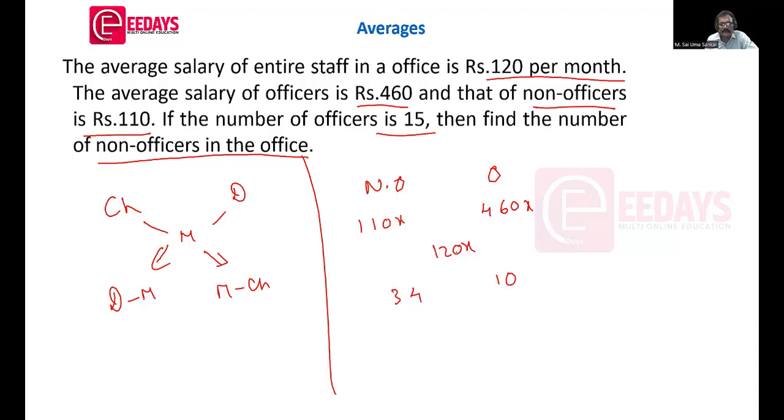460 minus 120 is 340, and 120 minus 110 is 10. So 34 is to 1.